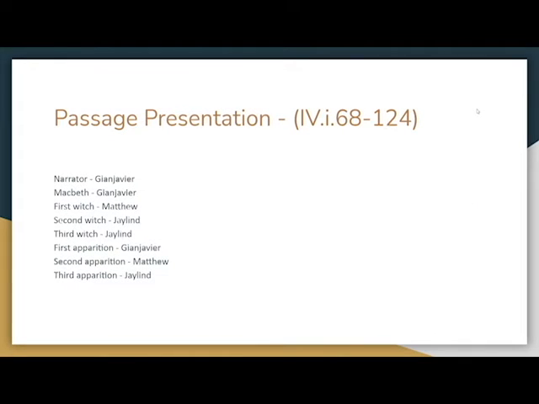Passage presentation is from lines 68 to 124. Act 4, Scene 1. The narrator is John Javier Carvente. He is also Macbeth. Matthew is the first witch, and I play the second and third witch. The first apparition is Jean Javier again, and the second apparition is Matthew, while I am the third one.